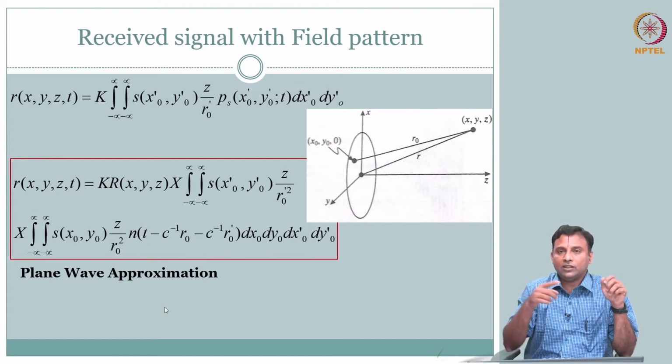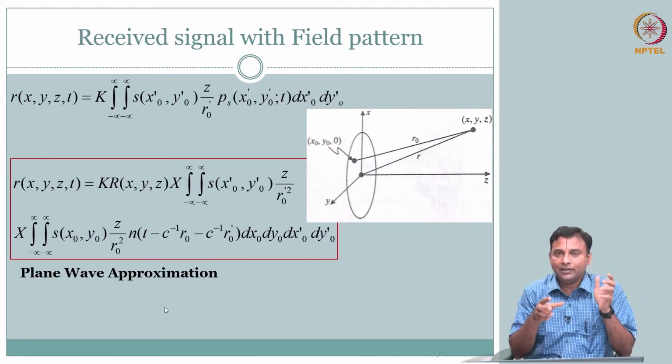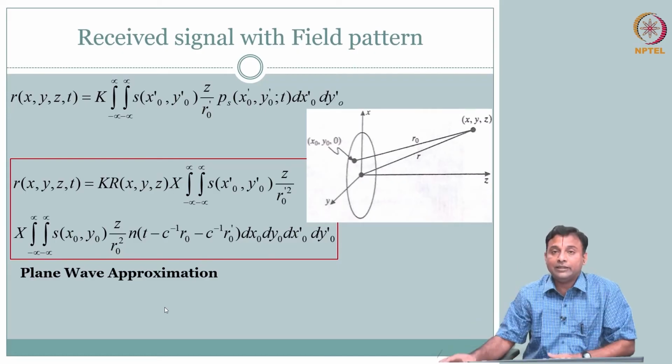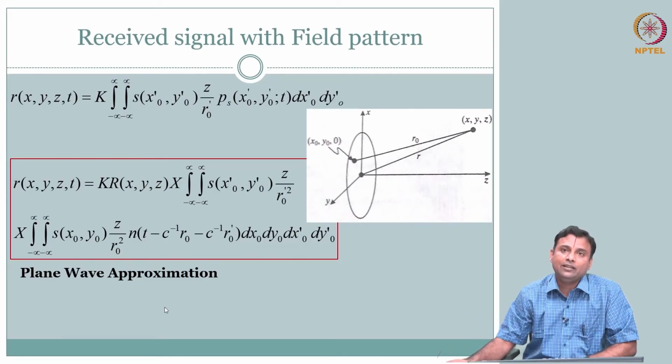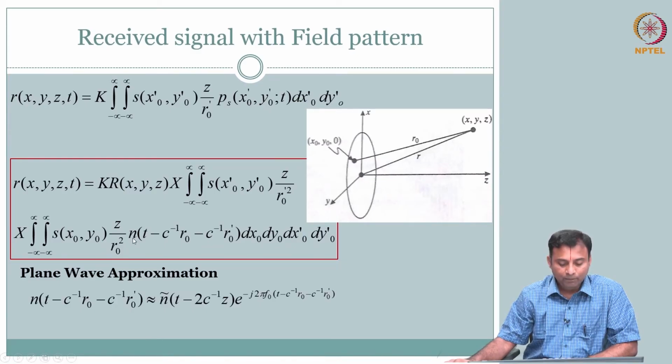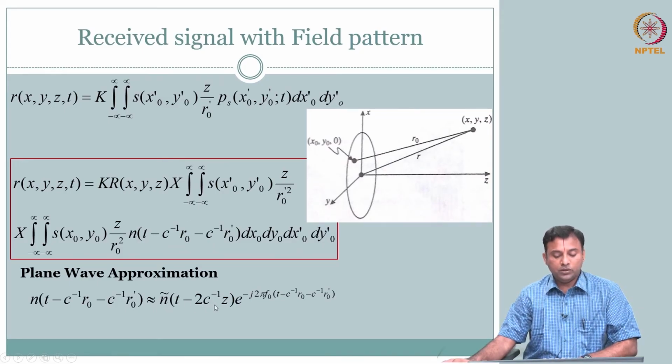All we are saying is that the envelope of this pulse that you are sending, all of them are arriving on the z plane simultaneously. That is what we call the plane wave approximation. Why? Because once we make that approximation, this pulse that you are sending, n of t, can be approximated to t minus 2z by c.